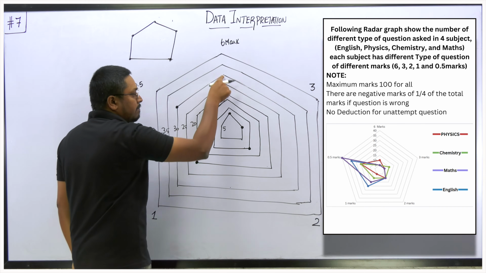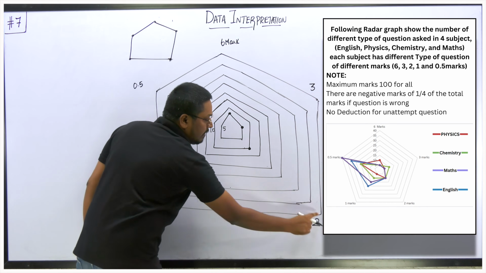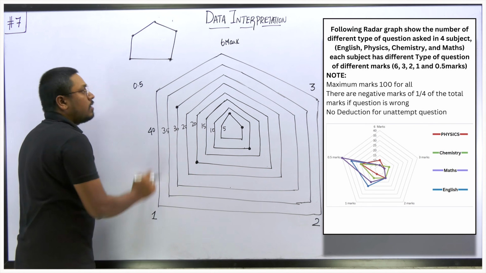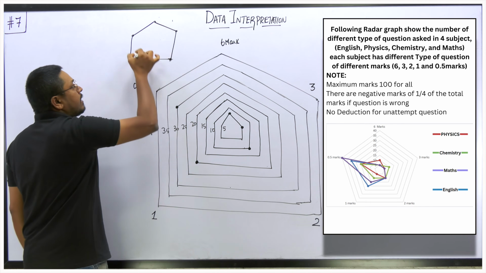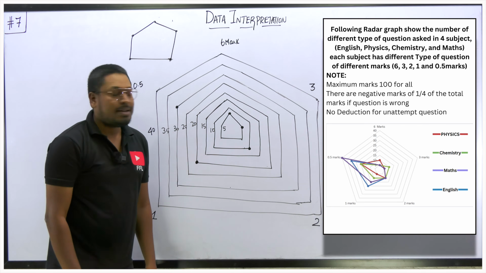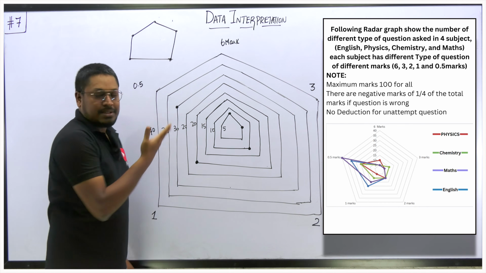So this complete line will be 6 mark, and this complete line will be 3 mark, and this point will be 2 mark, and this point will be 1 mark. So these are the points representing the marks, and this complete pentagon will be the number of questions, right? So just listen here. Let me take one example. We can take English language.